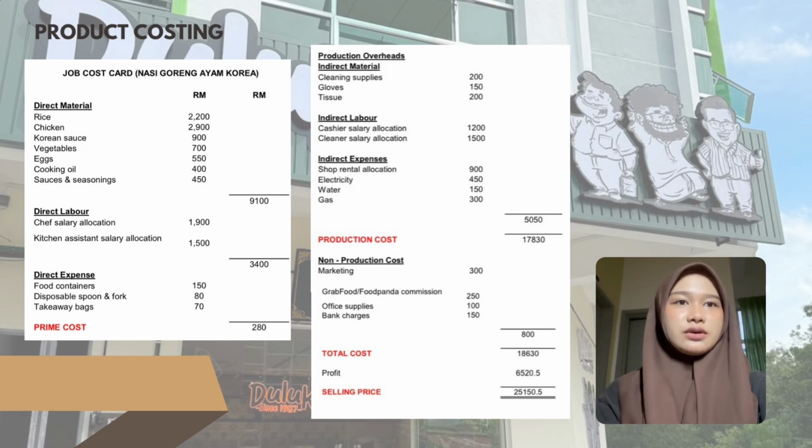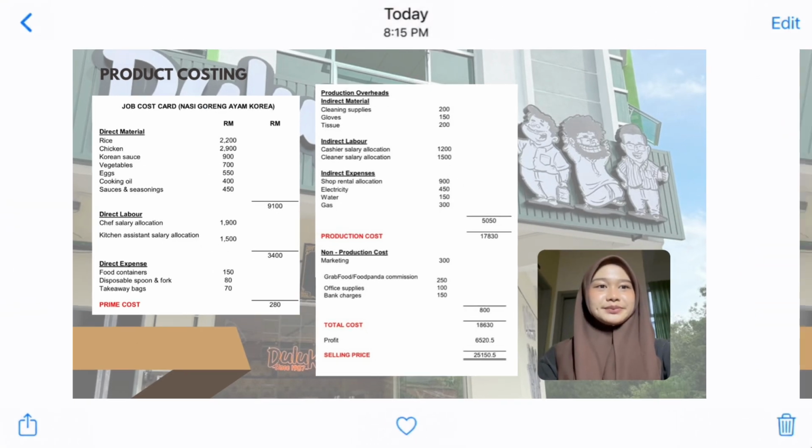In conclusion, both products generate a positive profit. Mitarik Maharaja records a profit of Rm 6,807.50 cents, while Nasi Goreng Ayam Korea earns 6,520.50 cents. By using the job cost card, Dulu Kita restaurant can identify all production costs accurately, determine the suitable selling prices, and improve cost control and profitability.